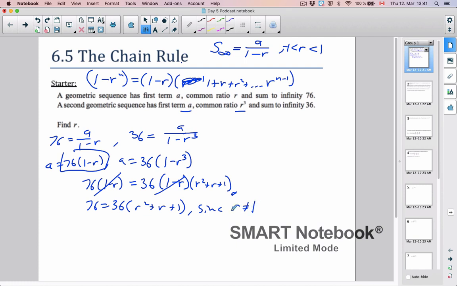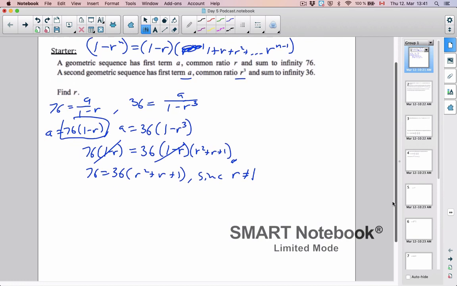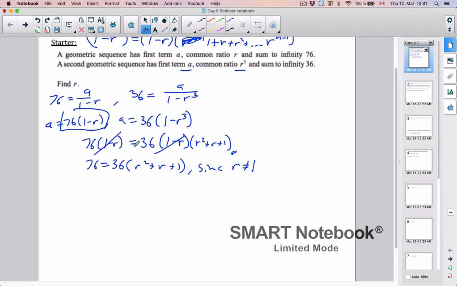So it's a very important note that, because we can't normally just cross these out. We can only cross them out if we know that r is not equal to 1. To simplify this a bit, we could divide by 4. If we divide by 4, we get 19 equals 9 times r squared plus r plus 1. So 19 equals 9r squared plus 9r plus 9. 0 equals 9r squared plus 9r minus 10.